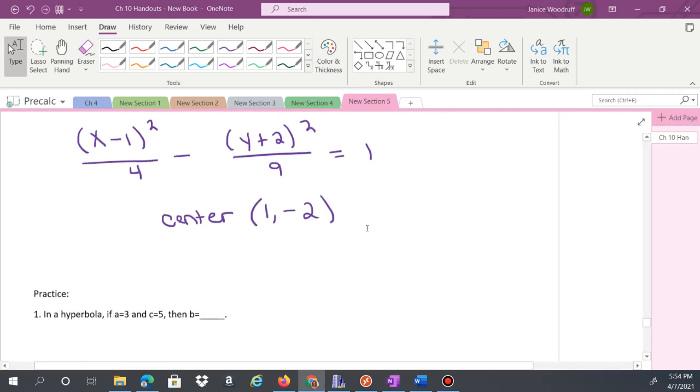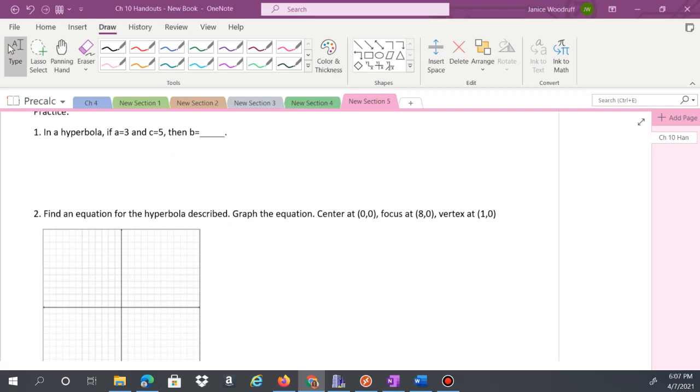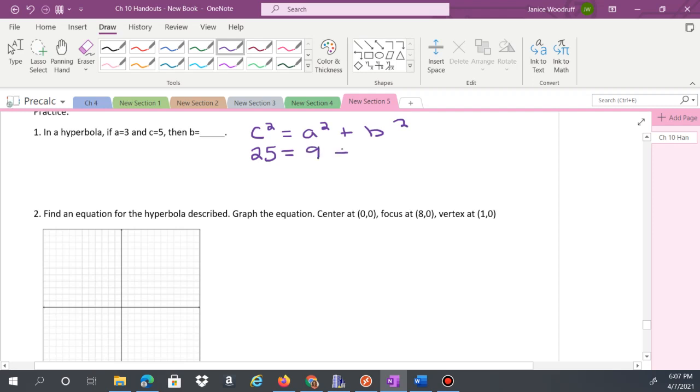Okay, and there's some practice. So let's practice some problems and then we'll go over them. Okay, so first one, you are just going to do c squared equals a squared plus b squared. So c is 5 and c squared is 25, and a would be 3 squared, so 9. So then we have 25 minus 9 is 16, which means the square root of 16 is 4. So b is going to be 4.